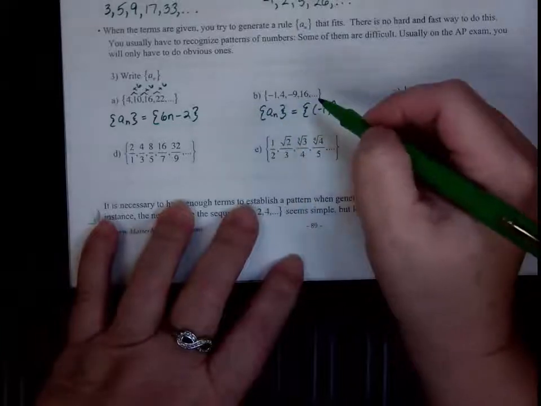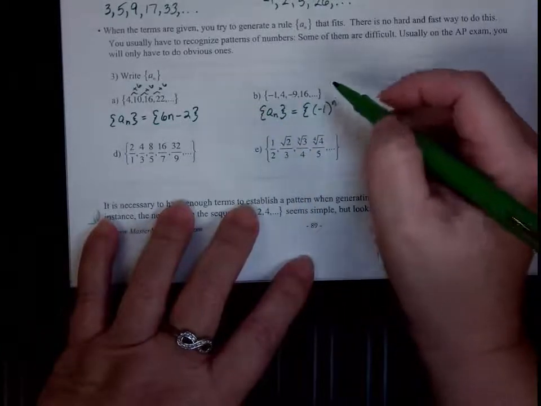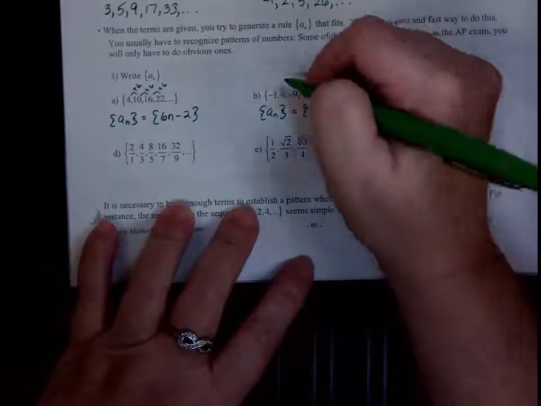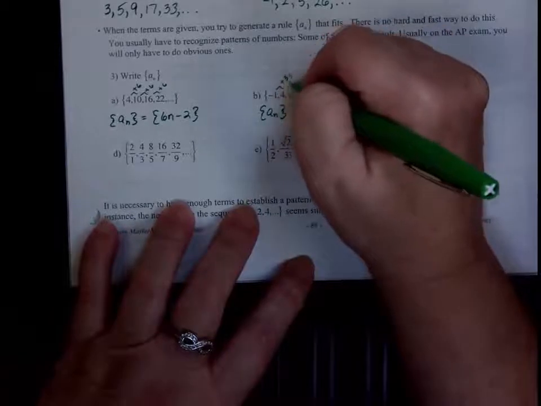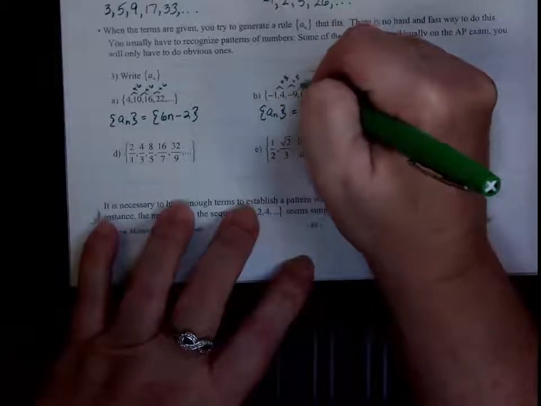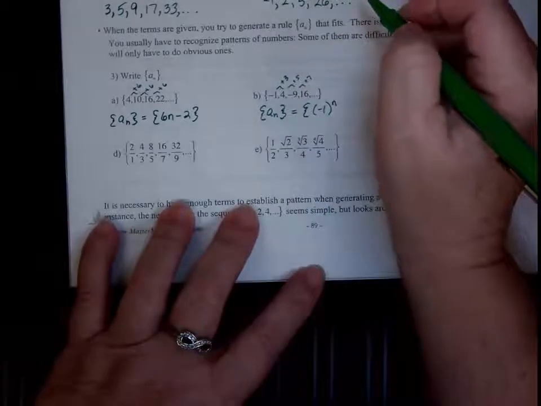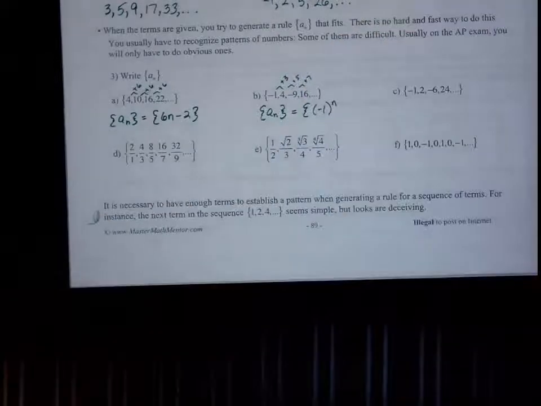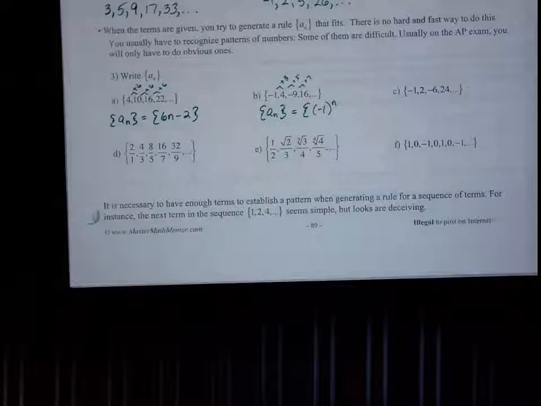Negative, positive. Well, forget about the negative, positive for now. That's been taken care of. What are they adding here? Plus 3. What about here? 5. And 7. So could you tell me what the next one is? Plus 9. Which would be what number? 25.